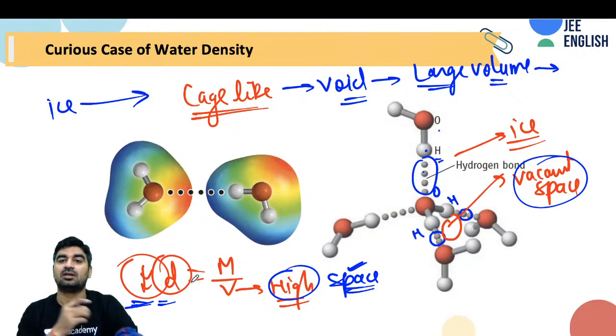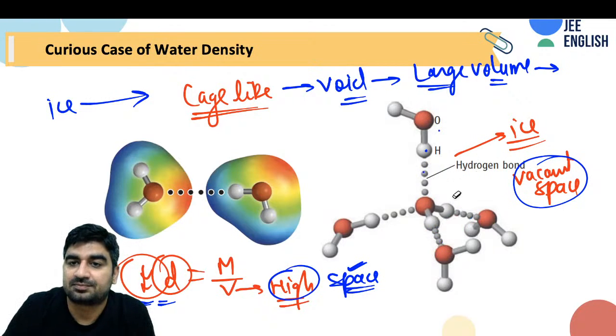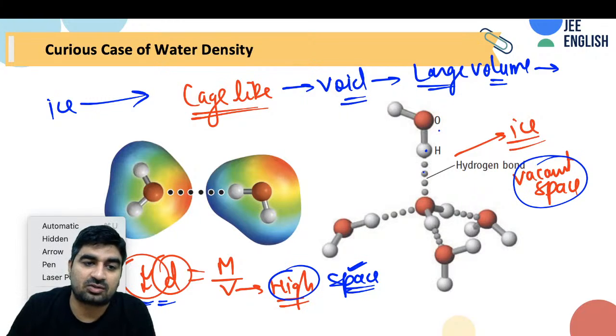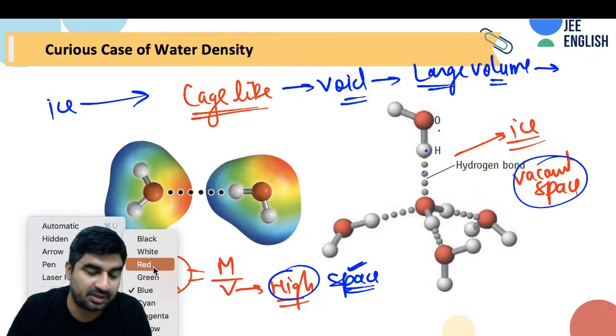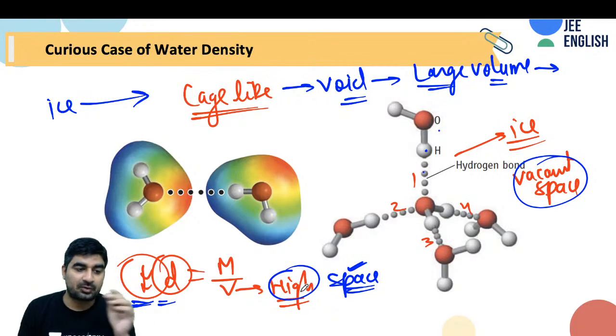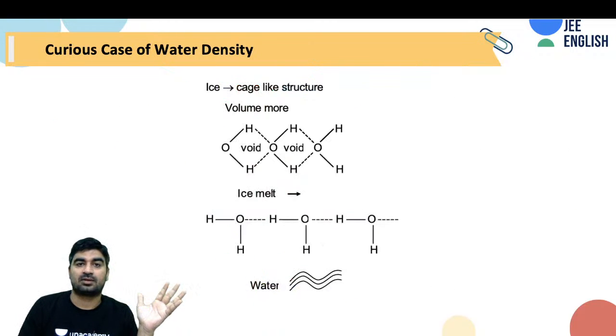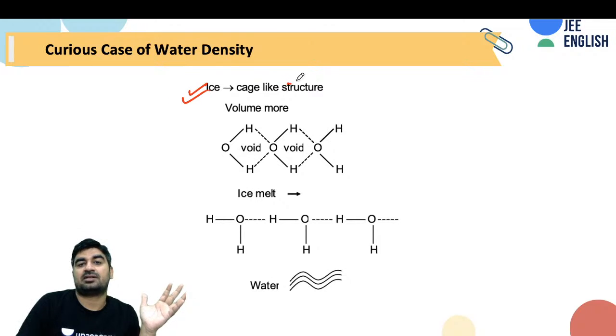So every water molecule is making 4 hydrogen bonds, and I have shown you all those. These dots are those bonds. Akash, I think now you can see. Just count them: 1, 2, 3, and 4. You got it? So due to this cage-like structure, it will occupy a large volume, and once volume is high, the density will be low. Got it? So ice has a cage-like structure.